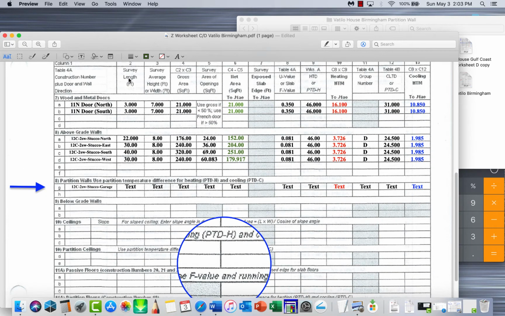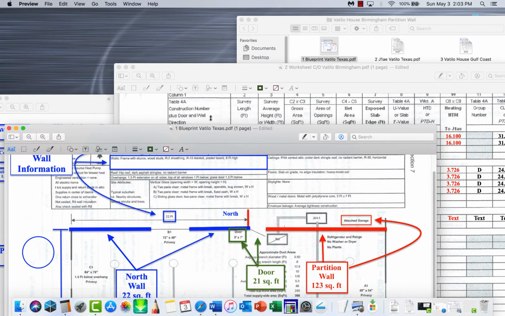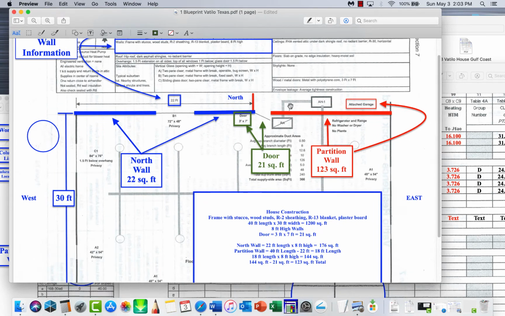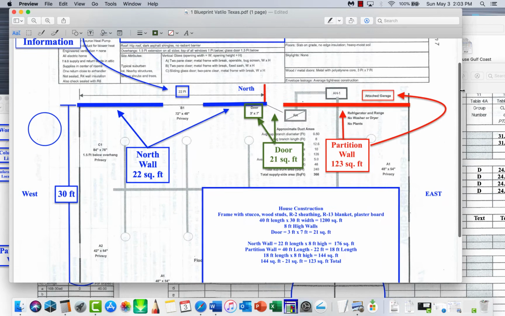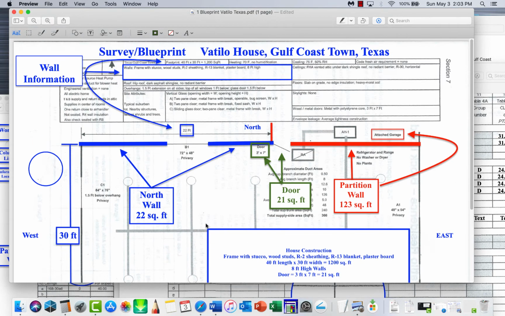Next is survey in feet. So now we got to figure out how long is this actual wall. So we're going to go to our survey, our blueprint, bring it up here. And I've given you a little information down here. Like I said, this is the house construction: frame, stucco, wood studs, R2 sheathing on the outside, R13 blanket in the wall, and plasterboard on the inside.